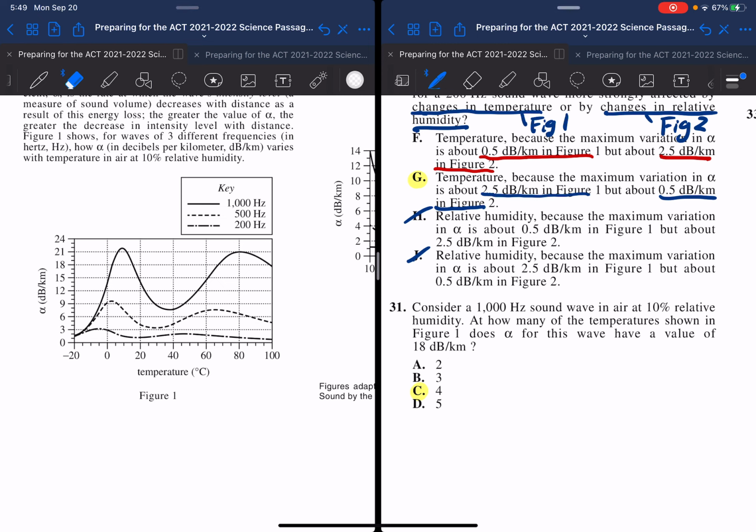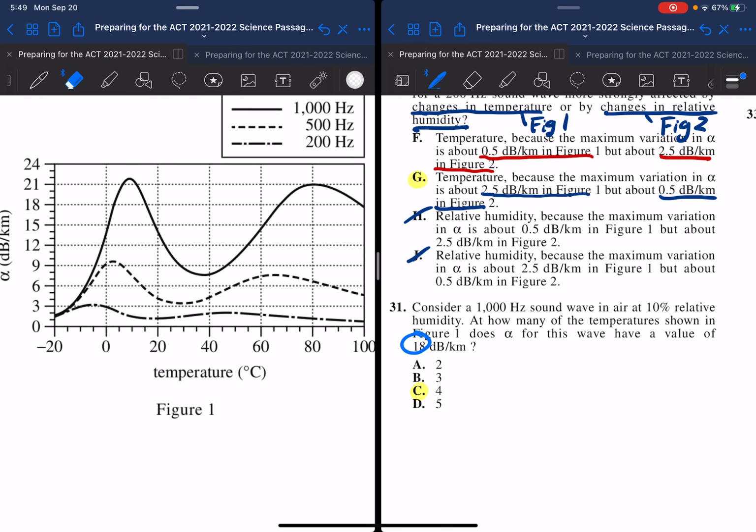Now the units here aren't that important. The key thing is the number. So we've got 10% humidity here, and let's see, where's 18? 18 is right there. So we're asking, all right, how many times does this graph have this amount? And so that's once, twice, 3 times, 4 times. So it happens 4 times that this graph, for this particular frequency, it has to be at 1,000 hertz, because that's what they give us, reaches 18 for alpha.